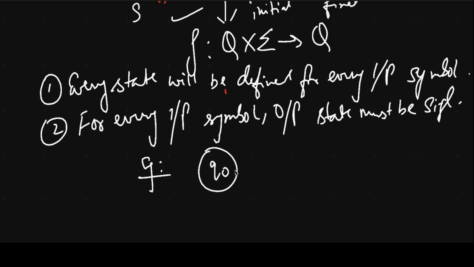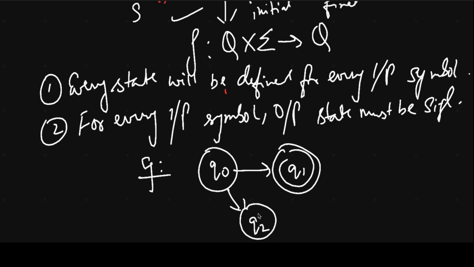Okay, for example, if this is our initial state, this is our final state Q1, and this is our another state Q2. So we will have to define, for example, we take 0 as our input symbol. 0 is our non-empty input symbol. This is our initial state. So on 0 it will go to Q1, on 0 it will go to Q2. So here you are saying that on 0 Q0 is going to multiple states, which is not valid.